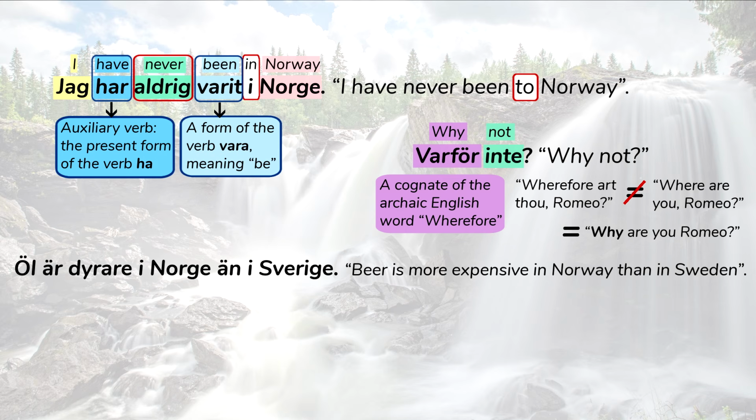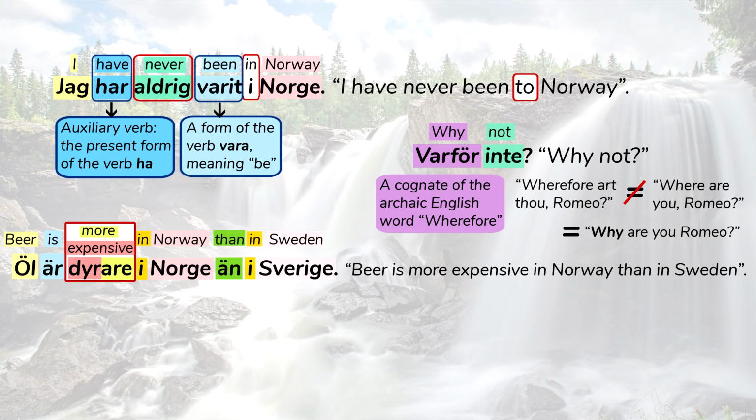Öl är dyrare i Norge än i Sverige. Beer is more expensive in Norway than in Sweden. Word for word it's, beer is more expensive in Norway than in Sweden. It almost translates directly into English, except for the way the comparative is expressed.